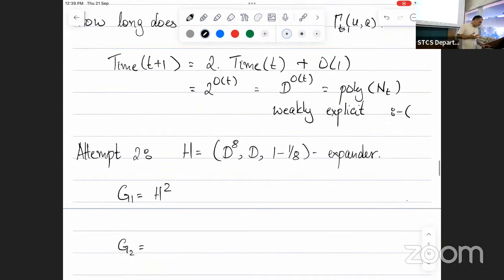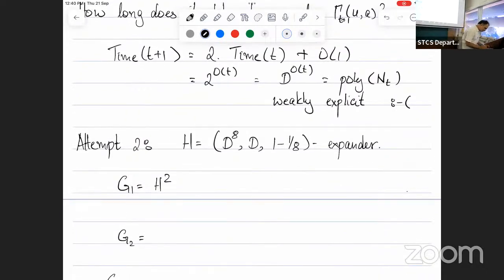Okay. So now you do attempt 2, which is you now start off with a slightly different graph, which is a d to the power 8, d, 1 minus 1 by 8 expander. The reason is because I'll have to do a tensor product and then a zigzag, so compatibility will change a little bit. Okay. So once again, G1 is going to be H squared. And what is G2? I take a tensor product of G1 with itself, so that the number of vertices is now squared. And then do the previous operation: take its square and then take a zigzag with H.